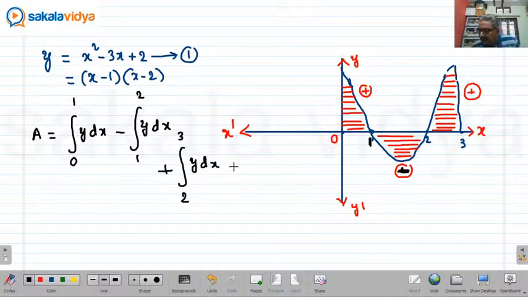Understood now? That formula is for area between parabola and line. That is different. Okay, understood now? So now 0 to 1 y dx minus integral 1 to 2 y dx plus 2 to 3 y dx we need to find out. So how to do this one now?